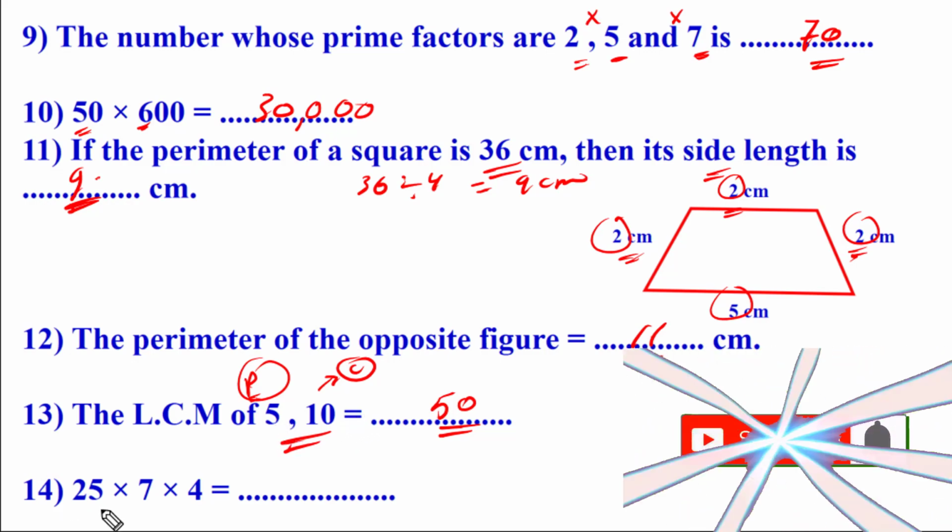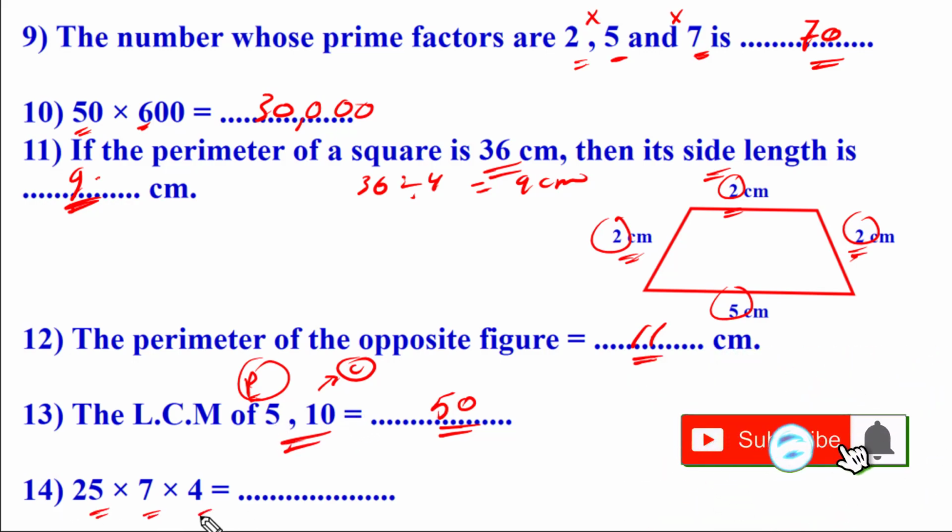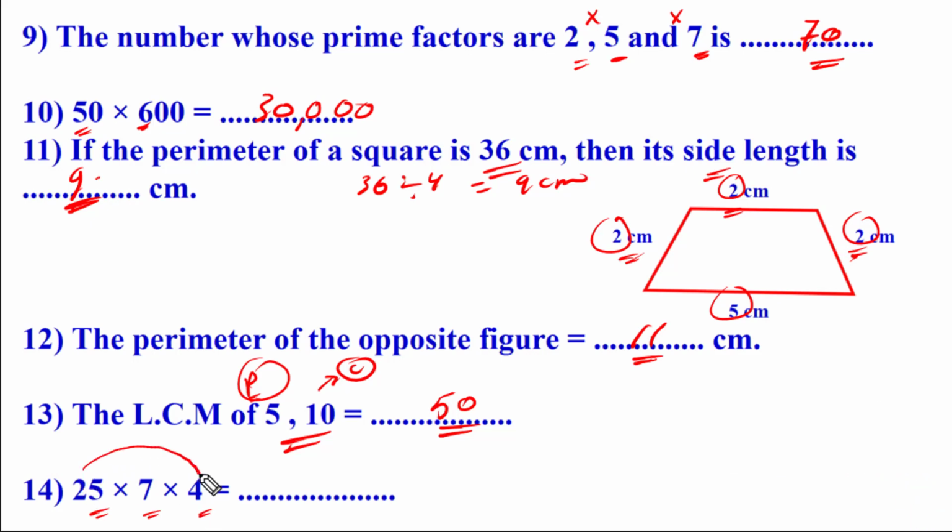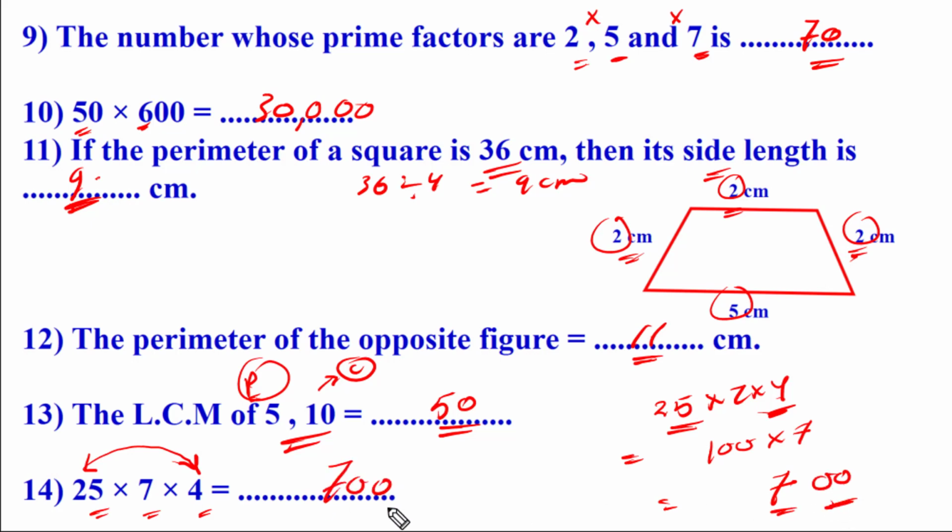Number 14, 25 times 7 times 4. We have here two compatible numbers, which is 25 and 4. 25 times 4 equals what? Equals 100. 100 times 7, just bring down 7 and bring down double zero to its right. So the product here will be 700 mentally.